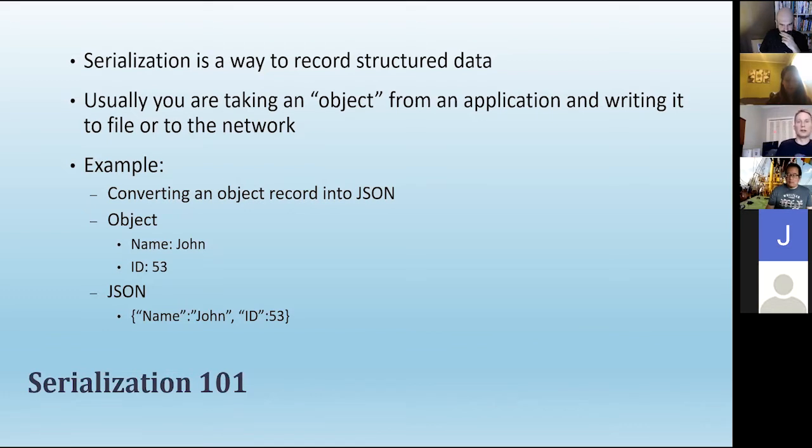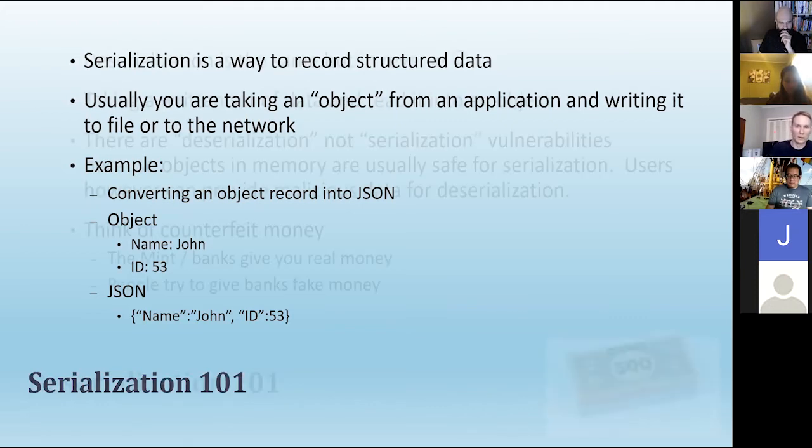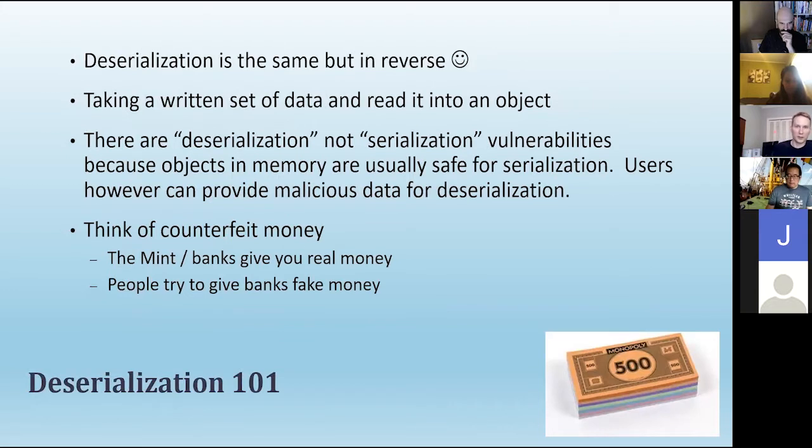Data serialization can be done for all kinds of object types. The kinds most people run into when working with computer programs will be simple object types, but later on I'll go into some of the more complex object types and where that might lead to issues. All right, so deserialization is the exact same thing, but in reverse. We want to take some written data and we want to read it into an object in our application's memory. So the two go together.